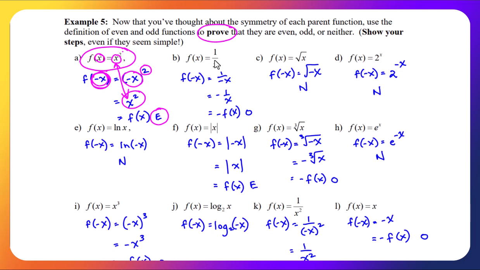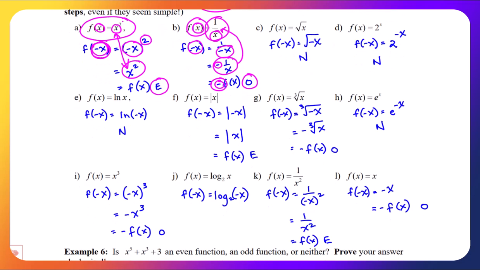Same thing here. I replace x by negative x, and I get negative 1 over x. Well, I look at the original 1 over x, and the answer I got was the opposite of the original. If I get the opposite of the original, it's an odd function. Again, you do the same thing for these. I'll show these so you can see what I did, and you can see if you can verify the same thing I did for the others.